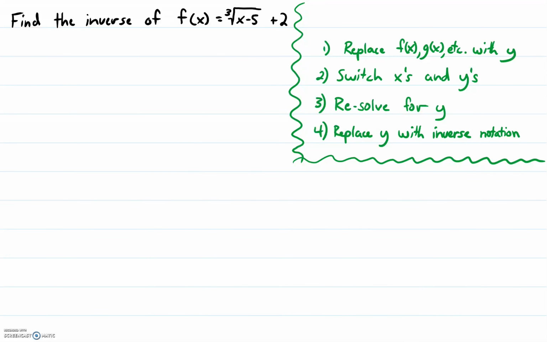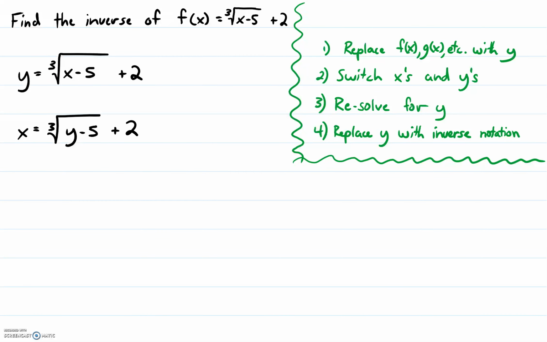The first step being pretty easy, you just want to change your f of x, in this case, to a y. So we're just going to rewrite the problem as y is equal to the cubed root of x minus 5, plus 2. So now that we've changed it to y, let's go into step 2, and let's switch all of our x's into y's and all of our y's into x's. So now our problem is going to be x is equal to the cubed root of y minus 5, plus 2.